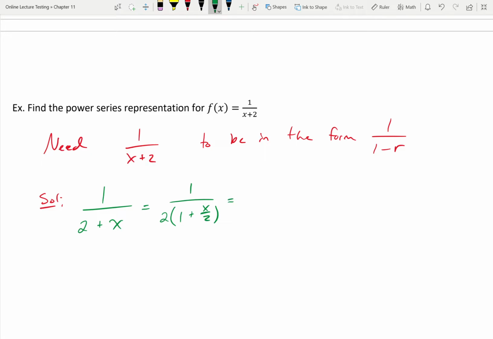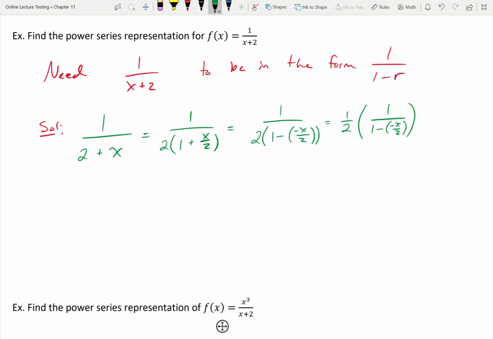All right, so I'm getting close. I need this to be a minus. So I'm going to get 1 over 2 times 1 minus negative x over 2. A way to write this in this format is 1/2 times 1 over 1 minus negative x over 2. This is just going to get algebraically intense. Again, not trying to trick you, this is what's going to happen.